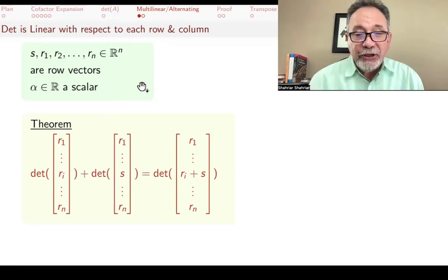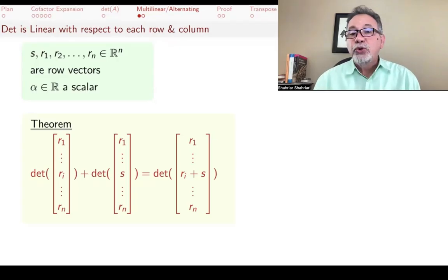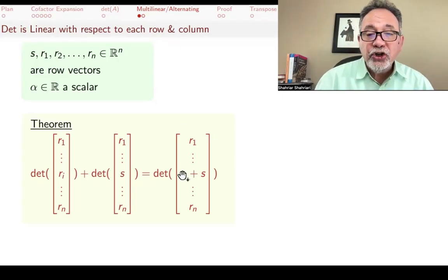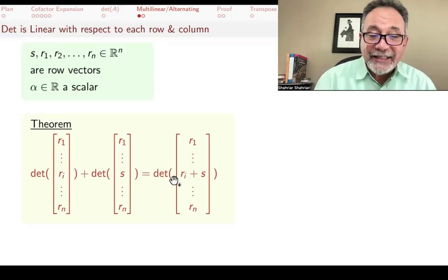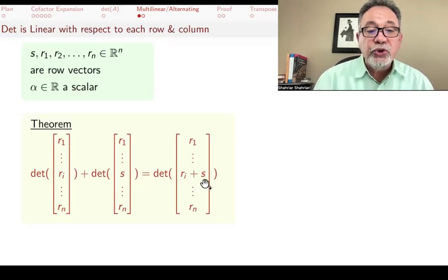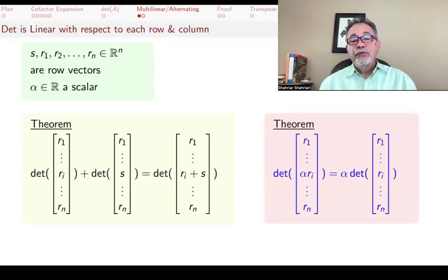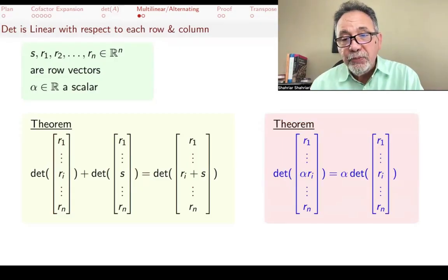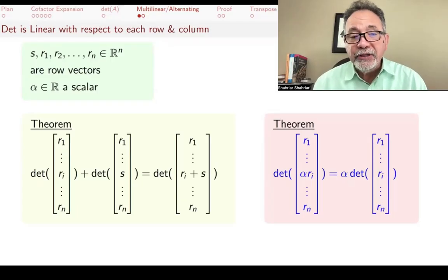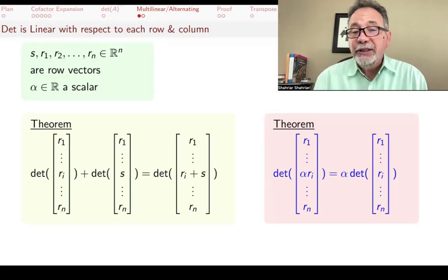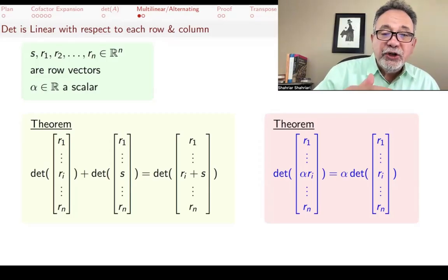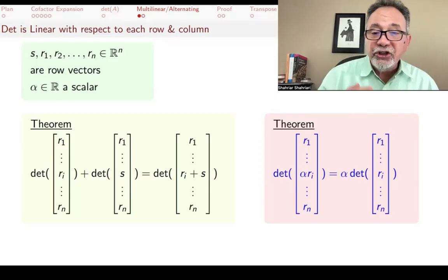If you take those two matrices, find their determinants, and add those numbers together, you get the determinant of the matrix that also has the same rows as those two, except for that ith row. And in that ith row, you just add those two rows. So the next property says that if you multiply a row by a scalar, you can bring that scalar out. These two properties together are the linearity properties. And we say determinant is multilinear because it's linear with respect to every row, not just one row.